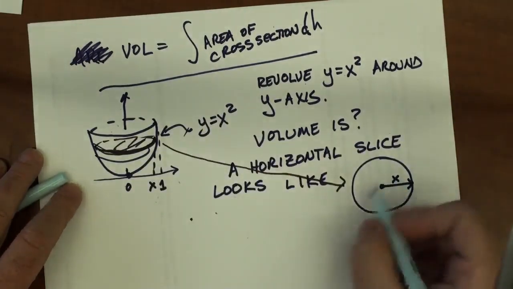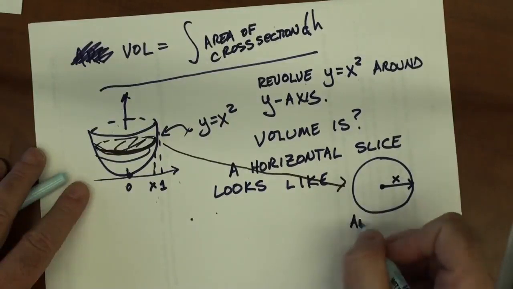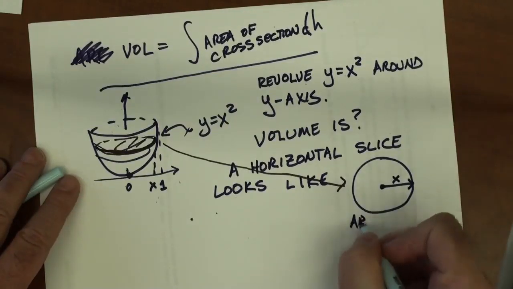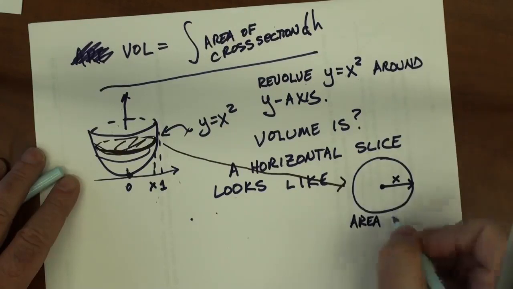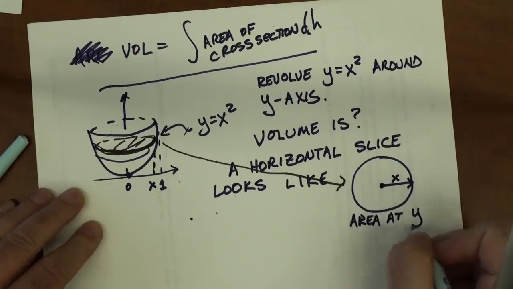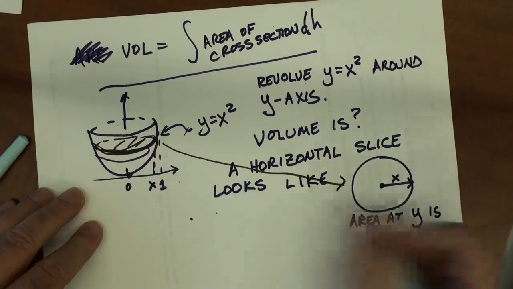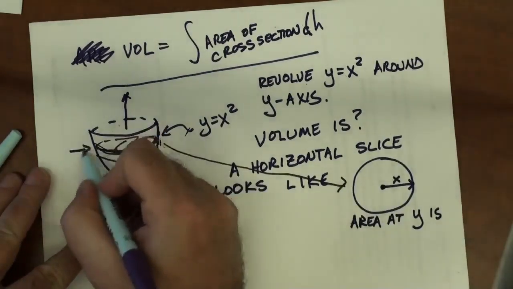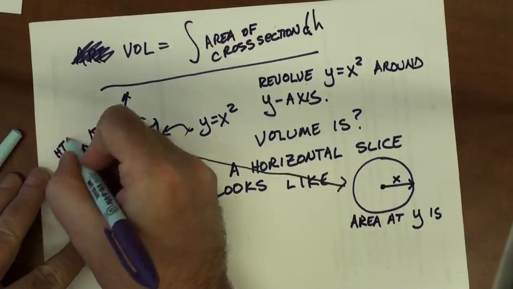So, I have to think about where I'm cutting it. What do I know when I cut it? Do I know the x value, or do I know the y value? Well, you can know either one. And if I know x here, then I should know y. But what is the radius?